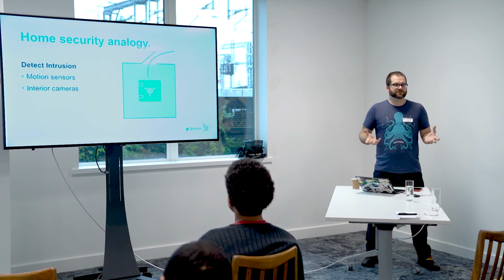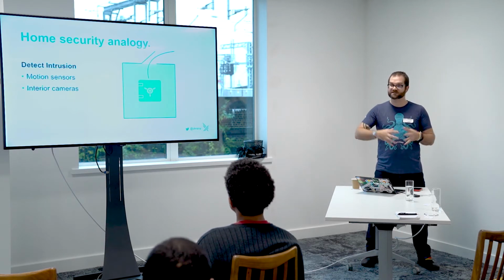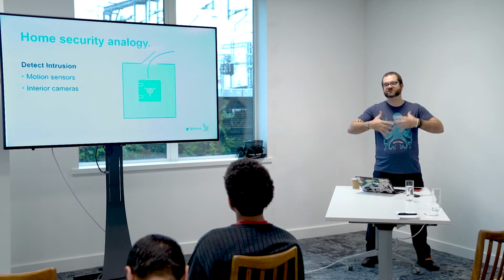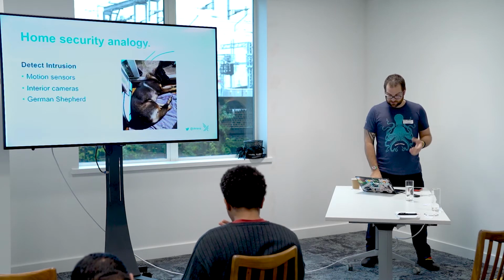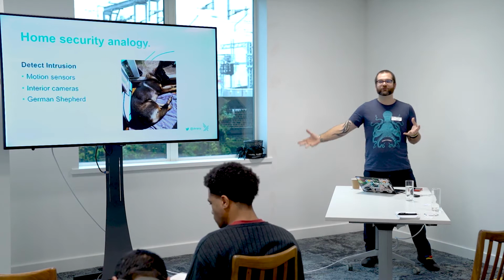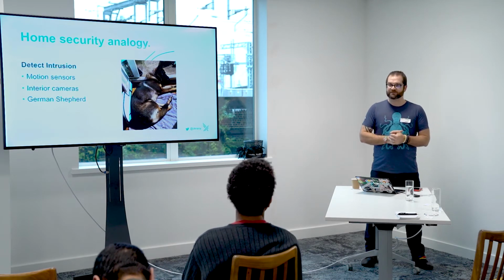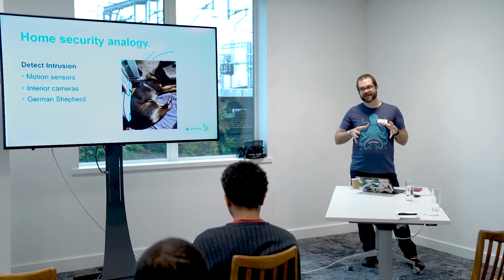Very easy. Obviously they can smash a window or they can just walk through the front door and my teenager leaves it wide open. So we have things inside the house to detect when someone has breached the perimeter, whether that's motion sensors, interior cameras, or in my case, a German Shepherd. This is assuming my German Shepherd hasn't walked out the front door, and also assuming the German Shepherd isn't hiding behind the sofa. If anyone's ever owned a German Shepherd, they look scary and they bark a lot.